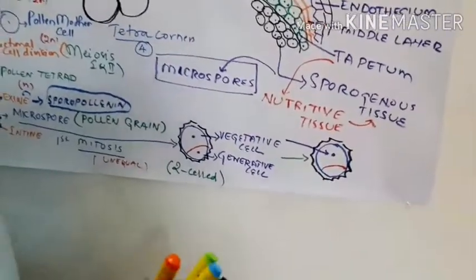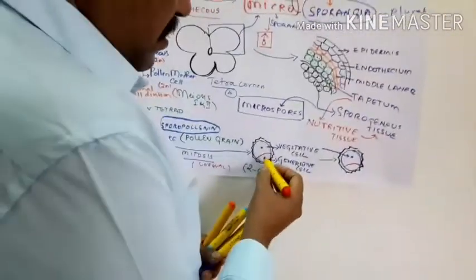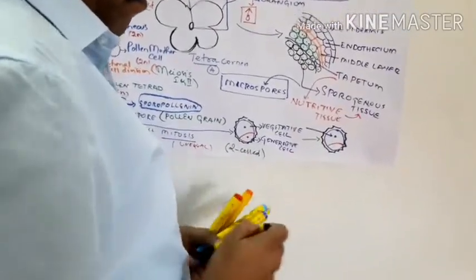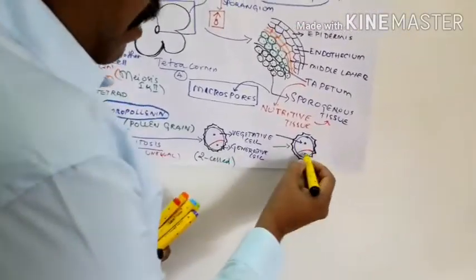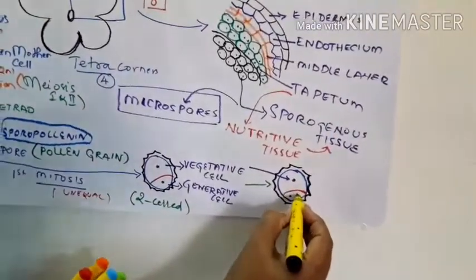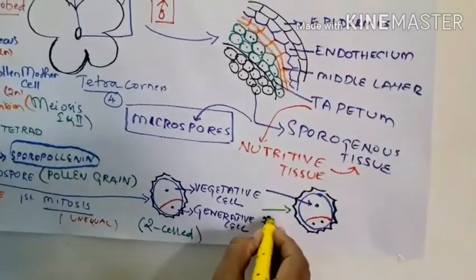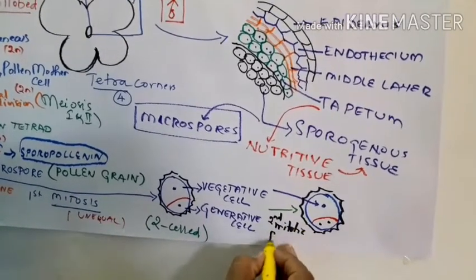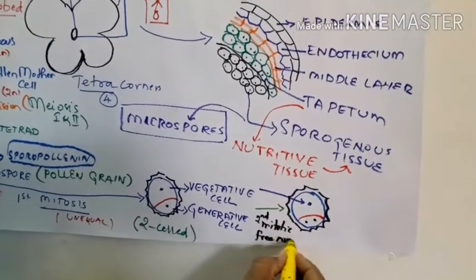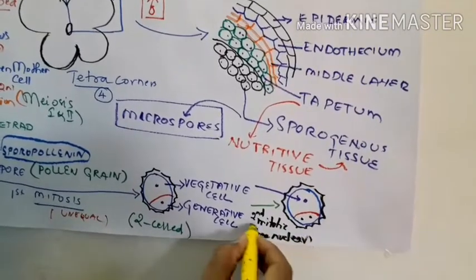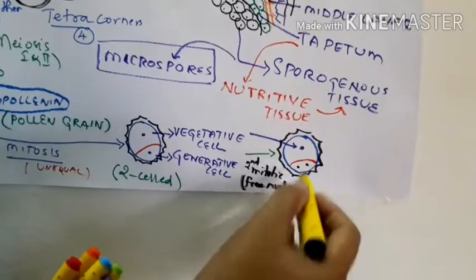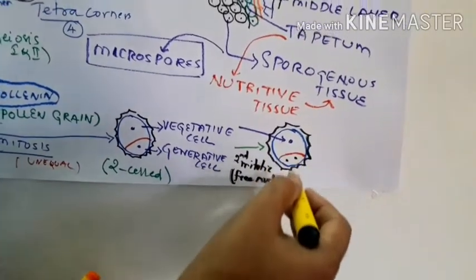In the generative cell, children, this nucleus will undergo the second mitotic division. But this is a free nuclear division. It will form two nuclei, but there is no cytokinesis.